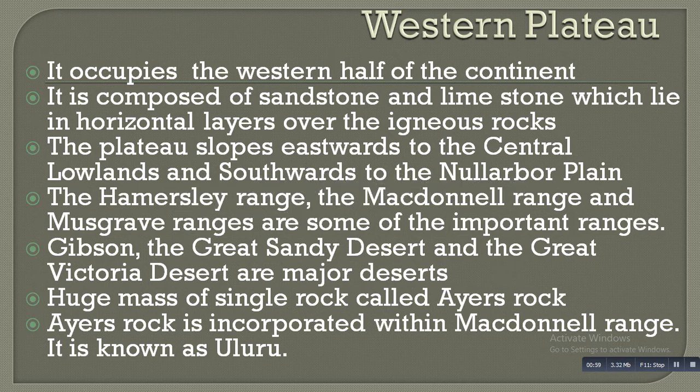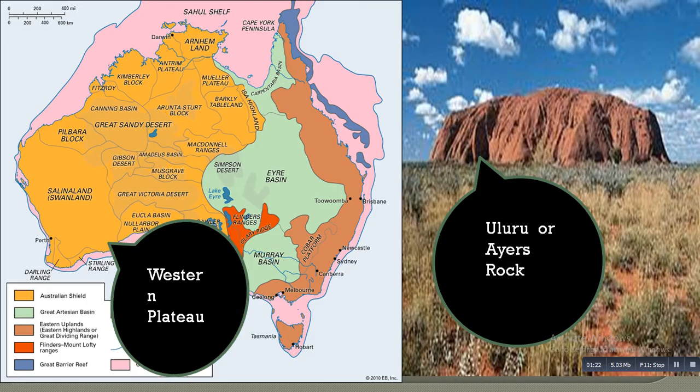Huge mass of single rock. We can find a huge mass of single rock in the Western Plateau. This huge mass of single rock is called Ayers Rock. Ayers Rock is connected with the Macdonald Range. It is also called Uluru. Uluru's picture is here, and the Western Plateau is also given here.